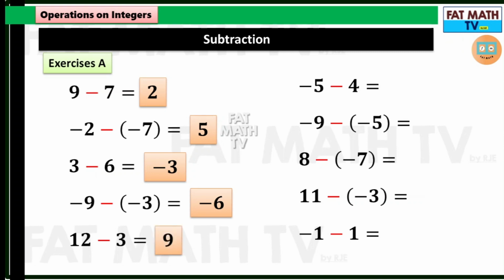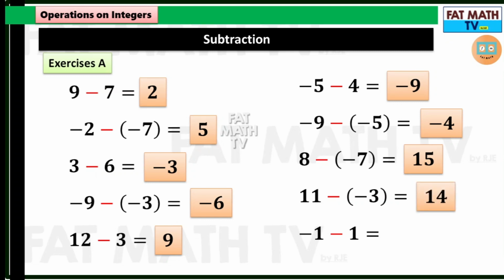12 minus 3 is 9. Negative 5 minus 4 is negative 9. Negative 9 minus negative 5 is negative 4. 8 minus negative 7 is going to be 8 plus positive 7. That's 15. 11 minus negative 3 is going to be 11 plus positive 3. That is 14. And negative 1 minus 1 is going to be negative 1 plus negative 1. That is negative 2. Check your answers and count your score.